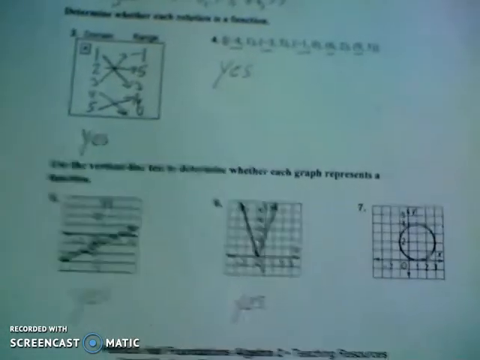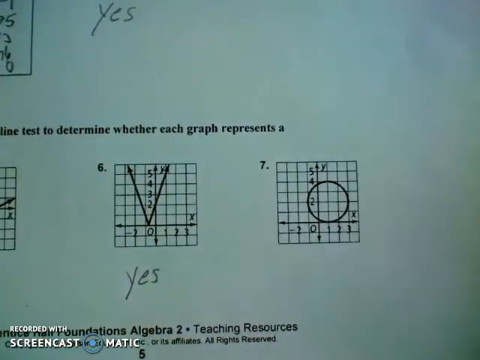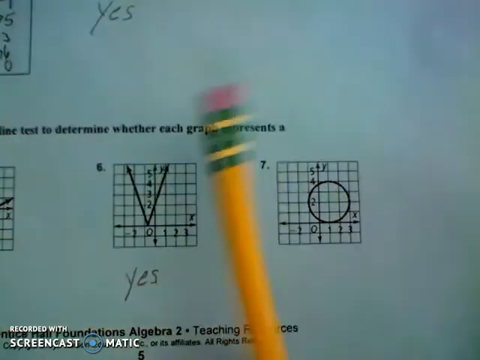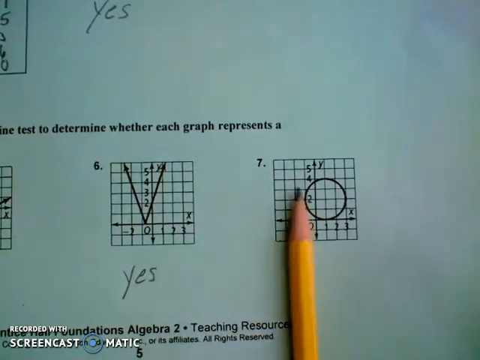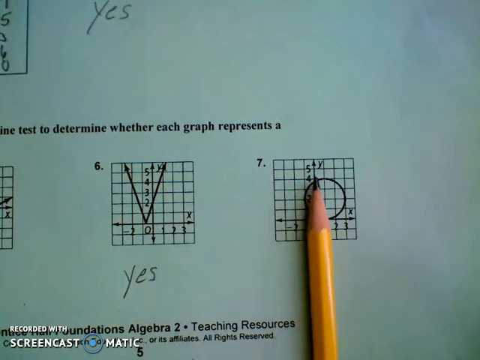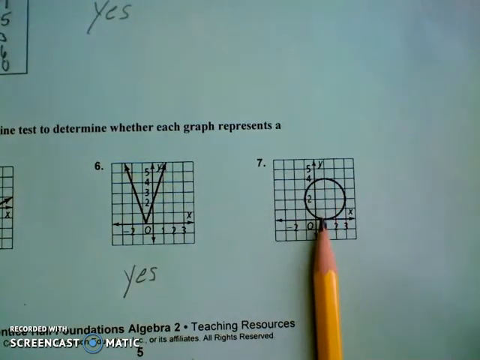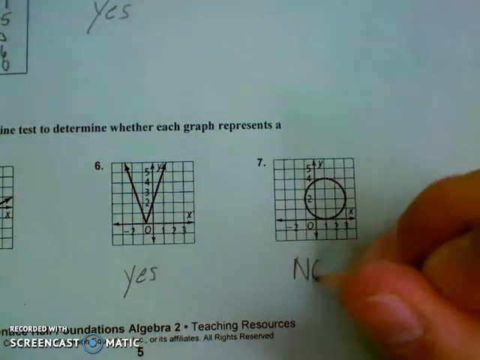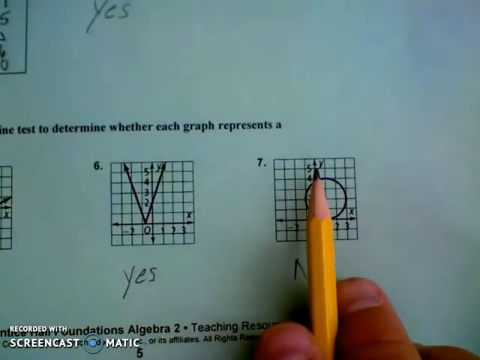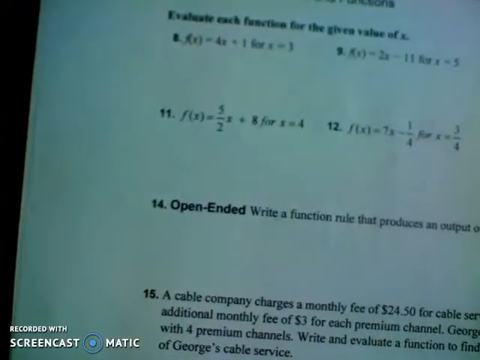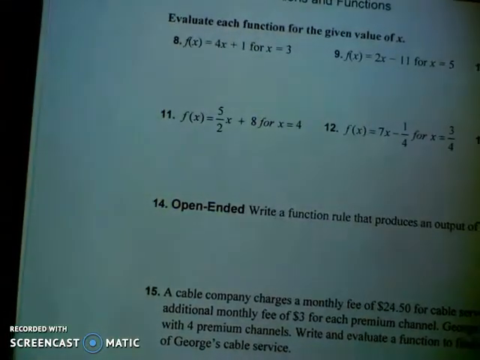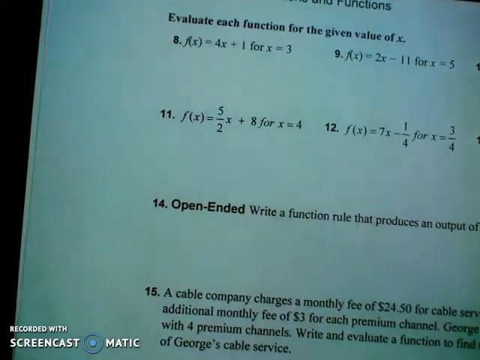Those are yes. Number 7, vertical line test. And you can see, if I go like this, my pencil goes through the line on the graph twice. Once down here in the bottom and once right here in the top. So this would be no, it is not a function. See that? Not a function. All right. Number 8. And this is 2-1 homework still. We'll go to 2-2 after this.